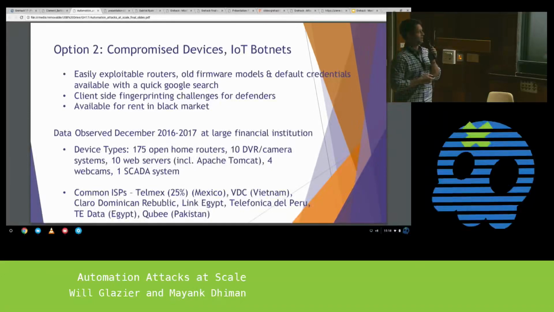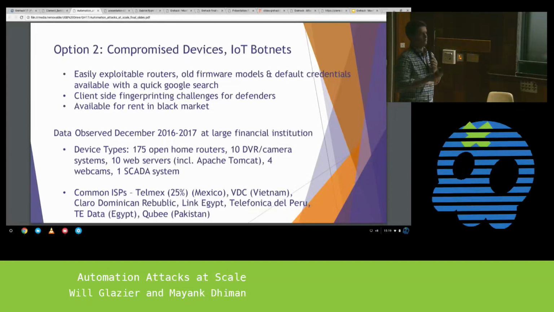And we found that there were tons of different kinds of open home routers, DVR camera systems, different web servers, webcams, even one industrial control system. I don't know where the heck that was, but many of these routers and device types had easily Googleable exploits or Googleable default credentials.